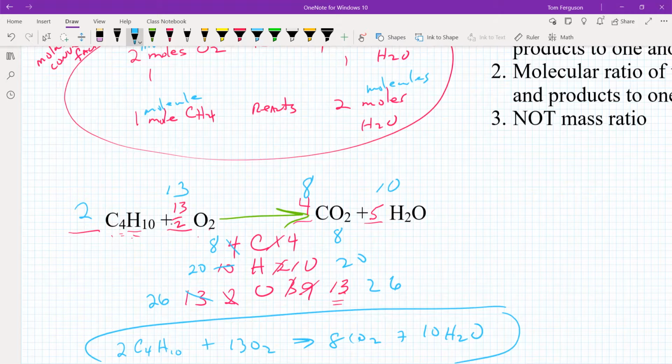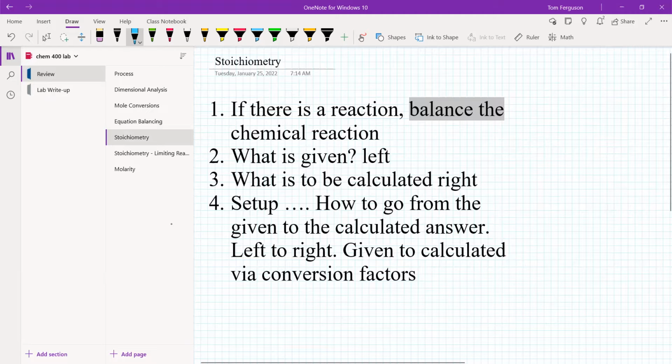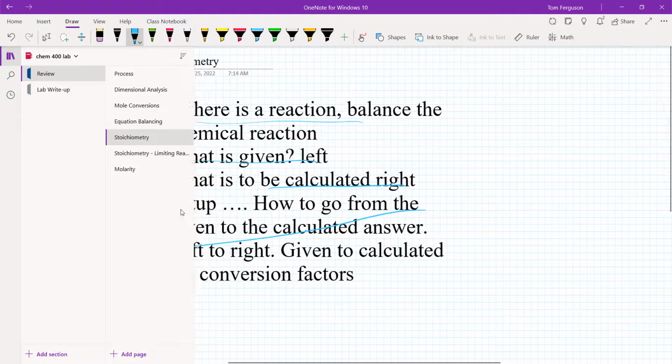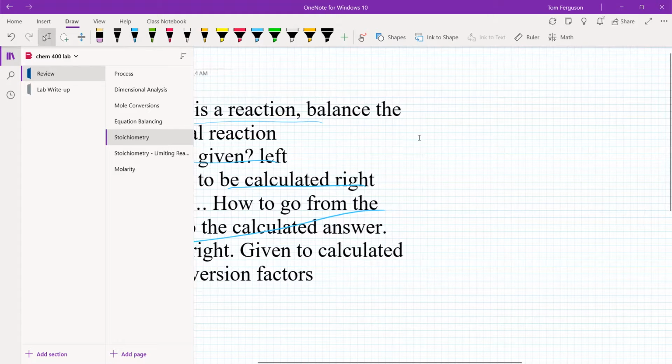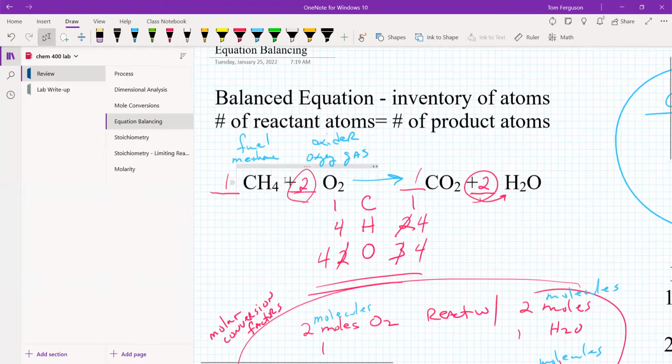Okay, so let me show you a simple stoichiometry problem. A stoichiometry problem again is going to have step 1, balanced equation. Number 2, what's given, what's to be calculated on the right, and then there's the setup. Okay, so what are we looking at here? As a stoichiometry problem, I'm going to use this equation here as our example.